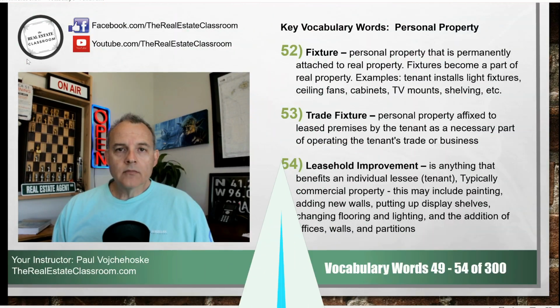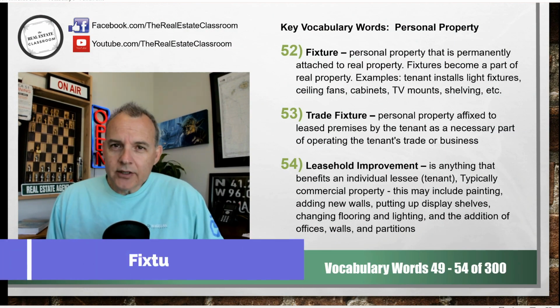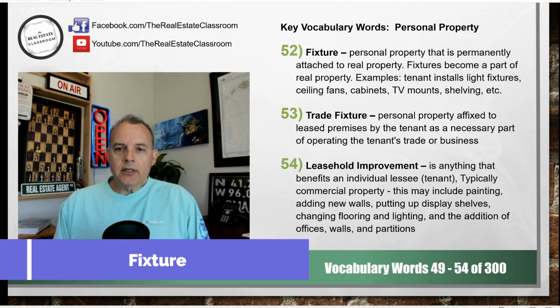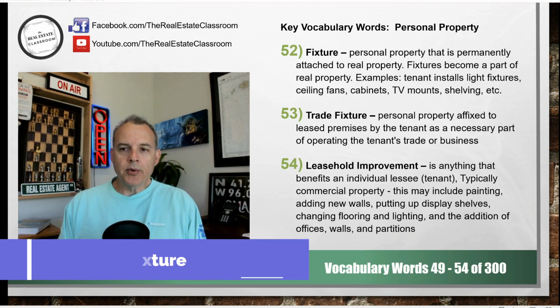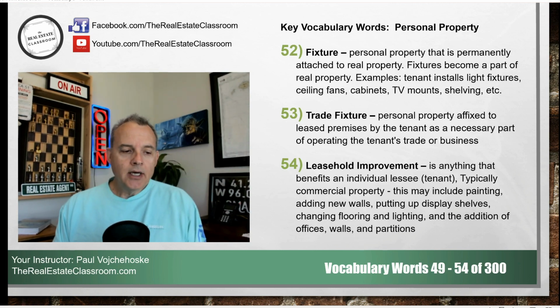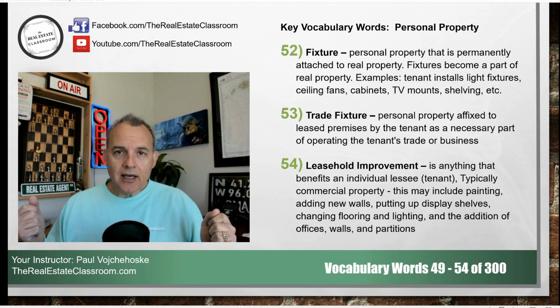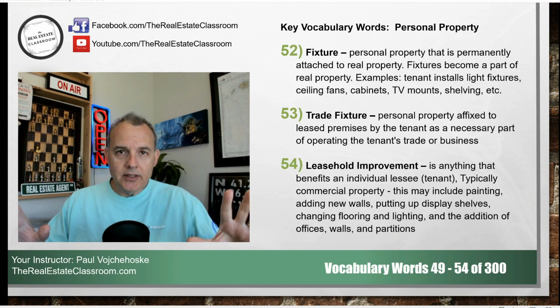Number 52 is a fixture. What is a fixture? Well, a fixture is personal property that is permanently attached to the real property. And once that fixture is attached to the real property, it becomes part of that real property. Let me give you an example. Let's say that you rent out a single family home. And let's say that the tenant, without your knowledge, hates the cabinets that are in the kitchen, so they rip those cabinets out and they put their cabinets in.